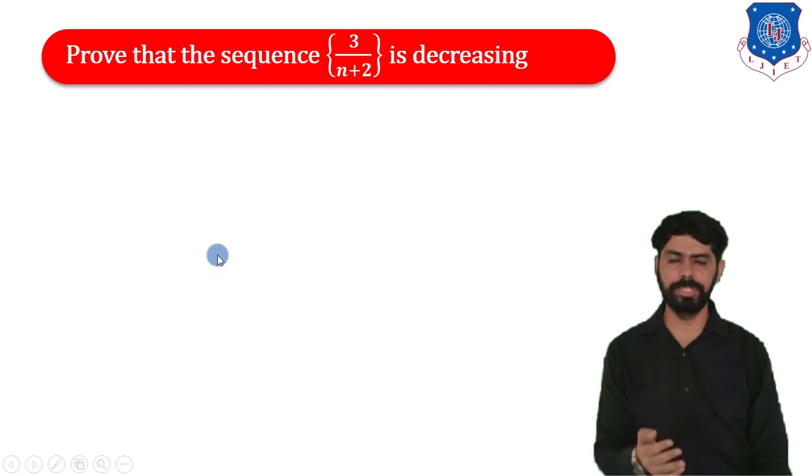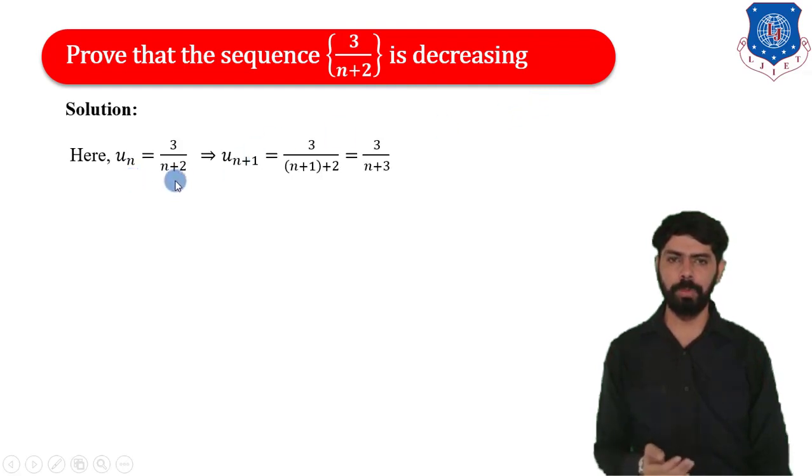Now we will discuss an example related to this. Prove that the sequence 3 divided by n plus 2 is decreasing. So here un is equal to 3 divided by n plus 2. Now we will find the next term, that is un plus 1. For that we will replace n by n plus 1 in un. So it will be 3 divided by n plus 1 plus 2. So it will be 3 divided by n plus 3.